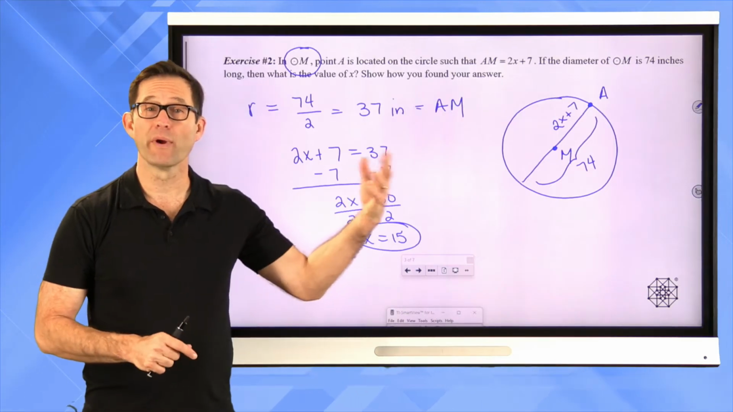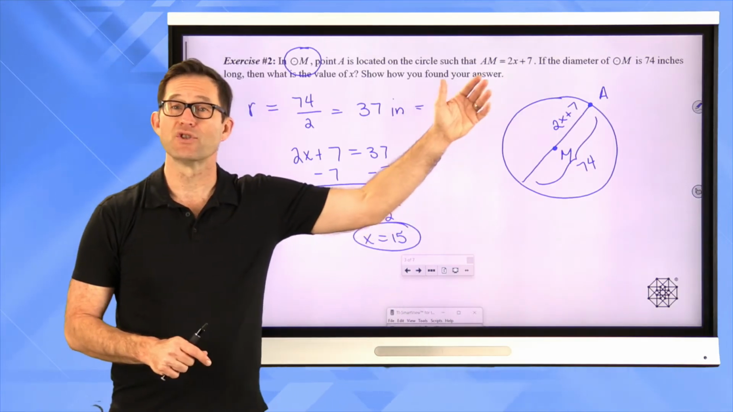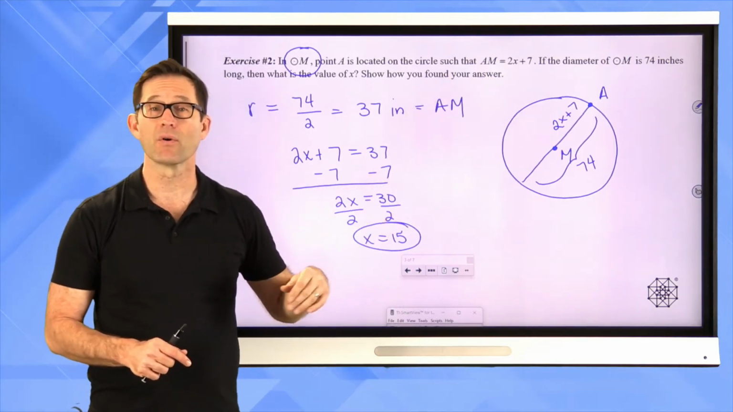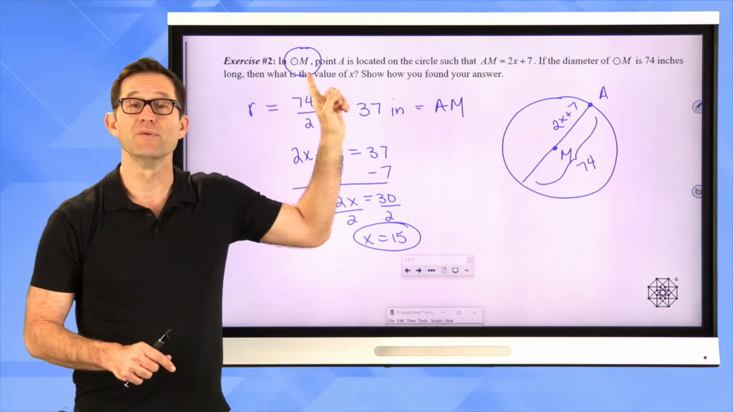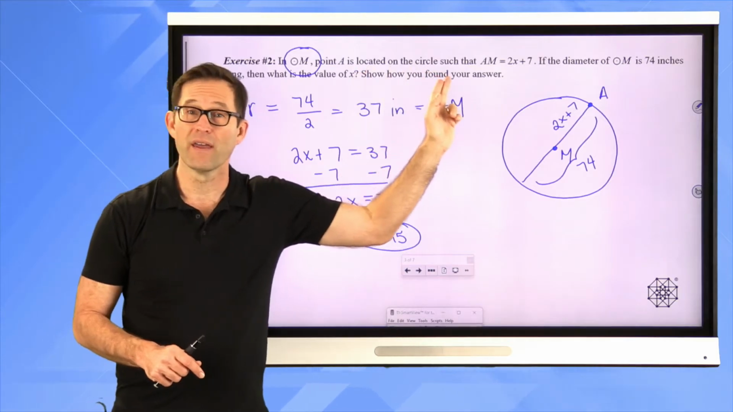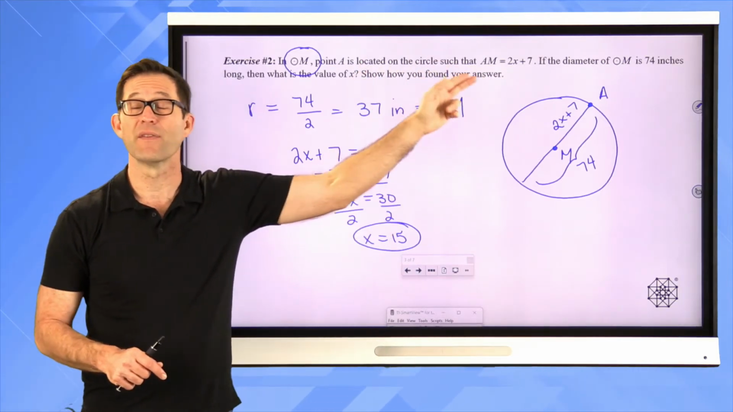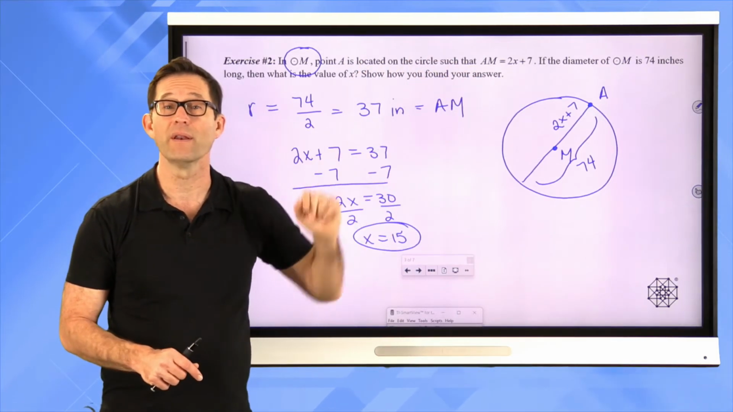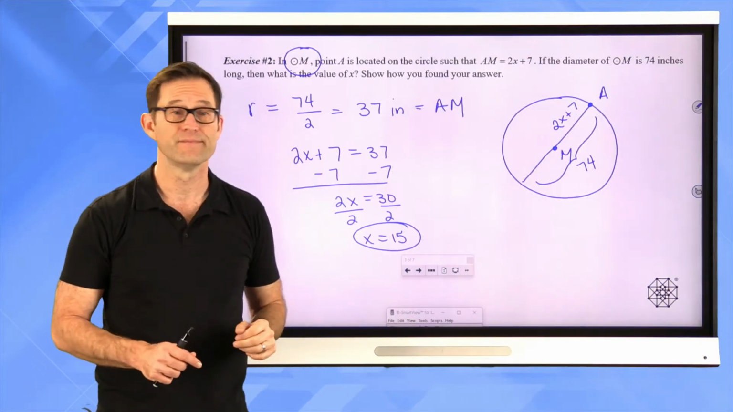But it does incorporate some nice things, right? The relationship between the diameter and the radius of a circle, the fact that we name circles using their center point, the fact that, if we've got a point located on the circle, then the segment that connects the center to that point is a radius, etc.